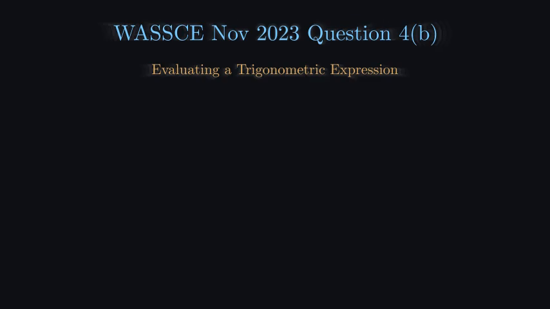Today, we are solving WASSCE November 2023 question 4b. We are given two sine ratios, and we will use right triangles to evaluate a trigonometric expression.